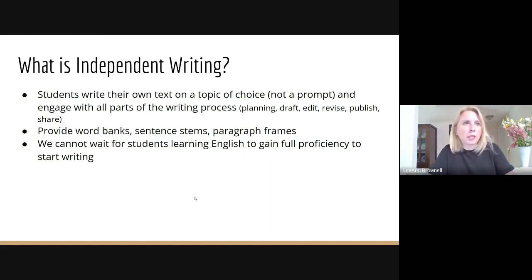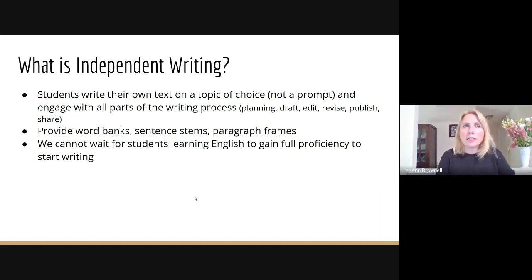So looking at spellings, punctuation, capital letters, and then revising for: Does it make sense? Is it in proper sequence? Did I use the same word too many times? Is there a better, richer word that I could use? And then they're going to publish their work and share it.